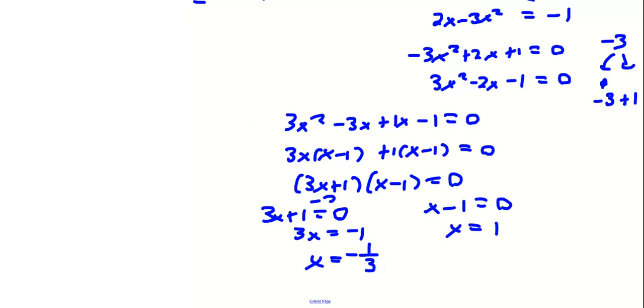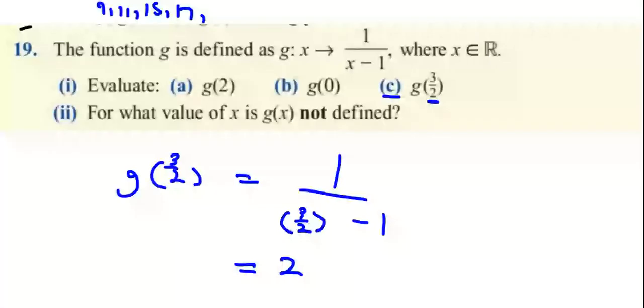Now, who got that out anyway? 1 and minus a third. Fair play, Mel. All right. Done.